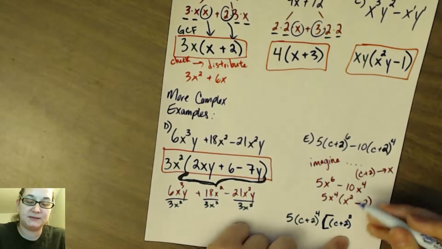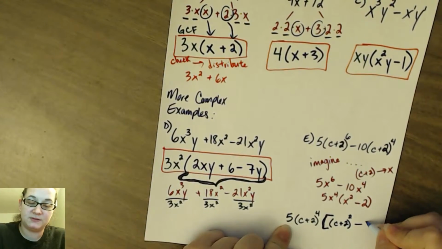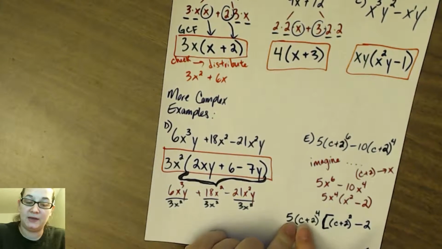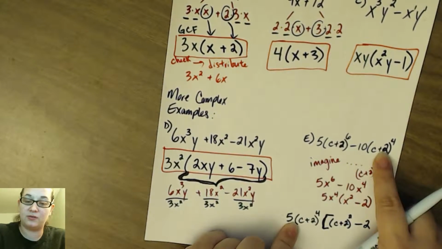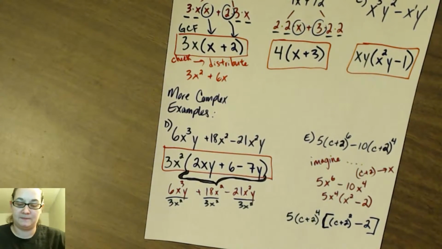so I would get that 6. Then there's the minus. And then 5 times what gives me 10? Same conversation, it's a 2. And then c plus 2 to the 4th, I already have that, so I don't need to add it, then I'm done. And that would be my answer.